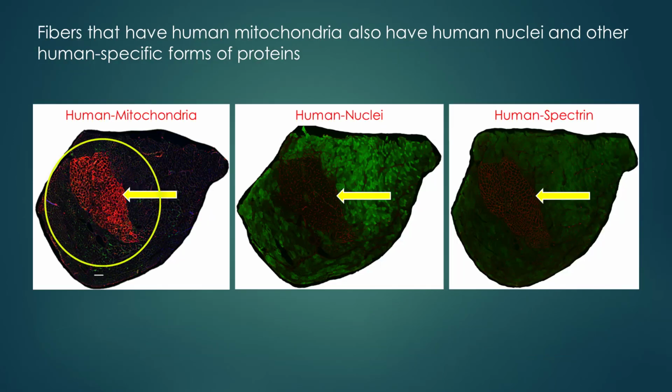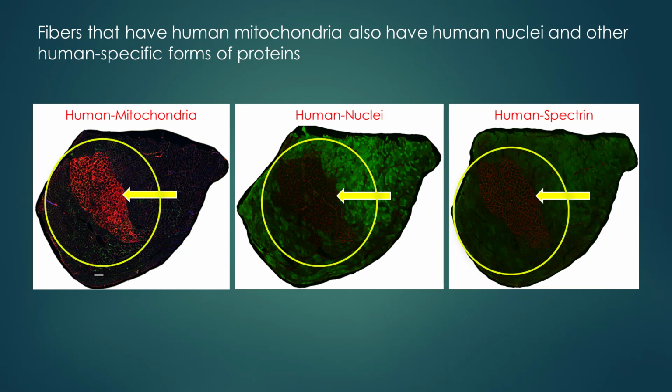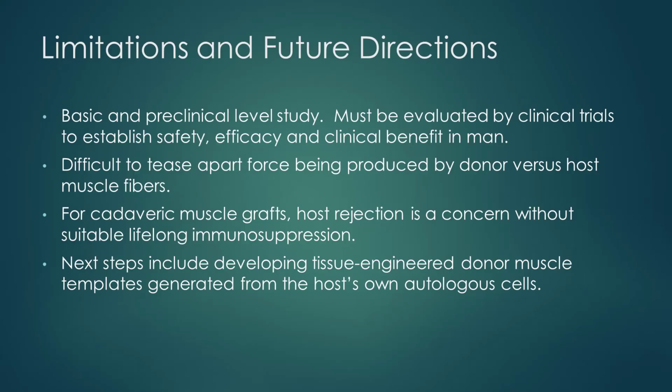In addition, our data confirms that the cluster of fibers identified by the human-specific mitochondrial marker also expressed human-specific nuclear markers as well as human-specific plasma membrane protein markers, like spectrin.